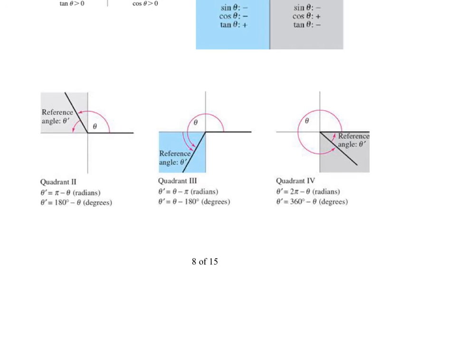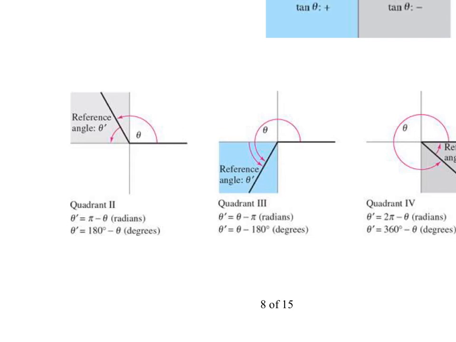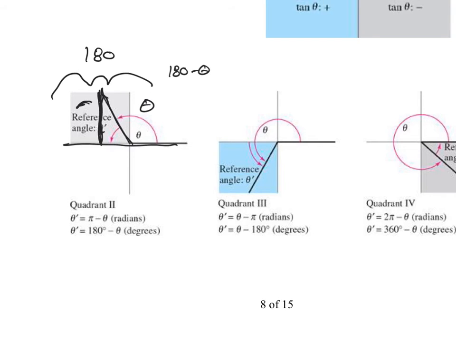It shows you how to find the measure of that reference angle. Let me show you right here. Look at quadrant 2. If this is angle theta, the entire thing has to be 180 degrees. So how do I find the remaining part? Well, I would do 180 minus theta to give me the measure of the angle. That's in degree form. It would be pi minus theta if it was in radian form.